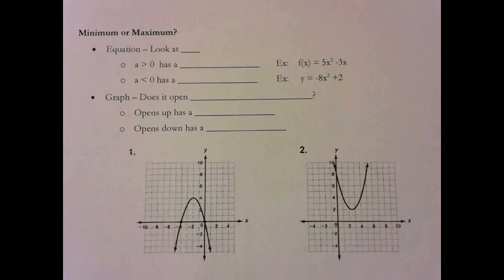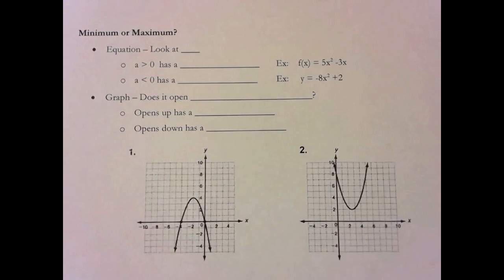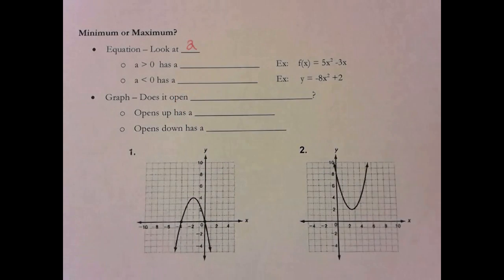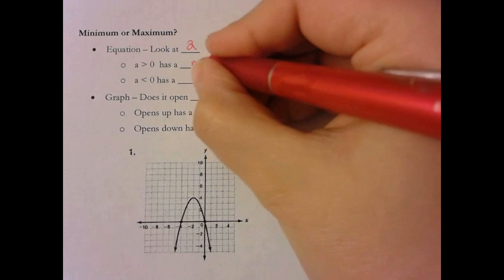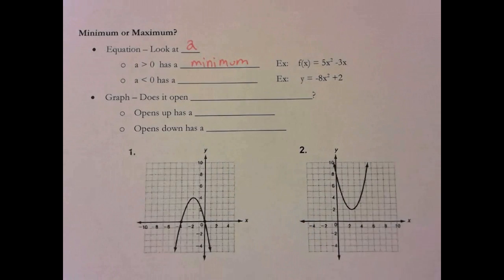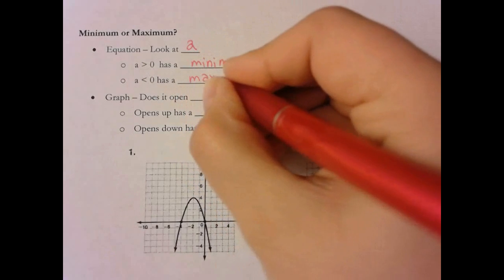So last bit, not too bad, finding out if our quadratic has a minimum or a maximum. So if you have an equation, all you have to do is look at A. And remember, that's an A, not a 2. If A is bigger than 0, then you have a minimum. I know, that's the opposite of what you expect. If A is less than 0, you have a maximum.